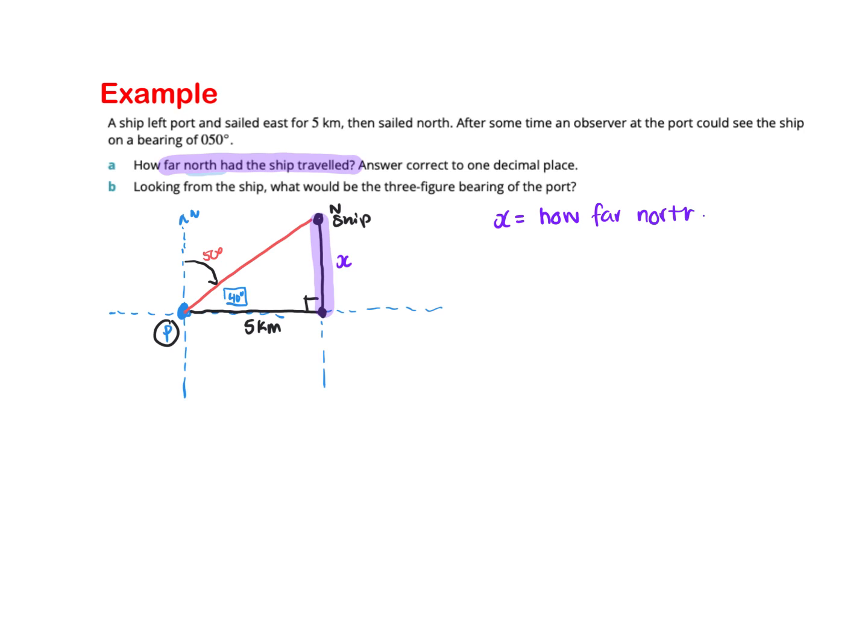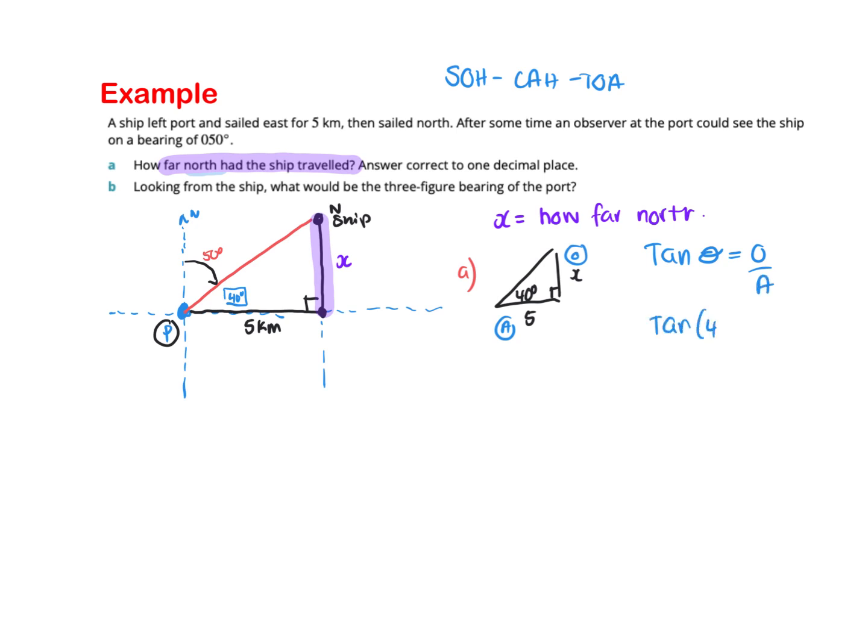Okay, so we're looking at question A. If I just simplify my diagram, I need X. I've got this is 40, and I know this is 5. That means I've got the opposite and the adjacent. So if I write SOHCAHTOA up here, which one has the O and A? Good. So I just write the rule out. Tan angle equals O over A. Write in what I know. I know the angle's 40, X, and 5.